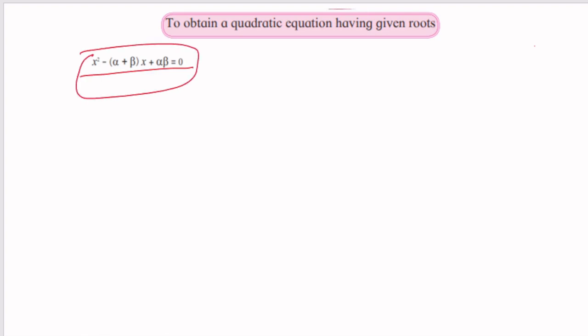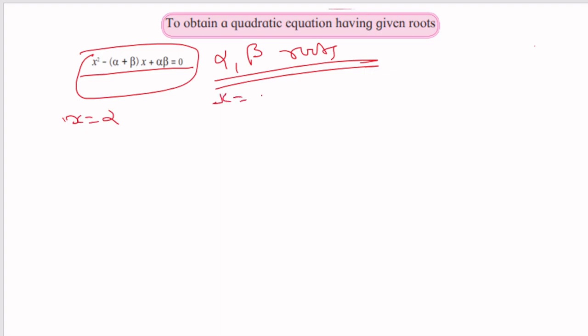What are alpha and beta? These are the roots. As per this formula, alpha and beta are the roots. So can I say that x = α is one root, and x = β is another root? Can I write it this way? x − α = 0, just shifting alpha to the left hand side. Similarly, I can write x − β = 0.